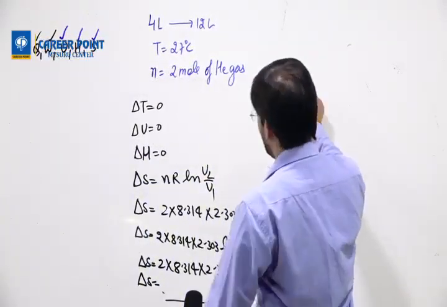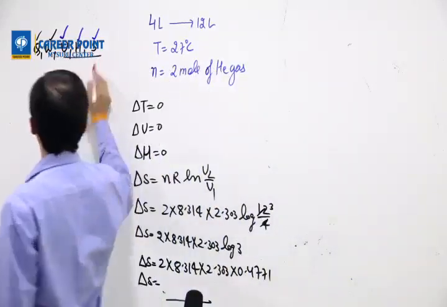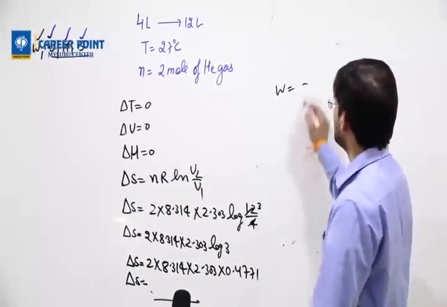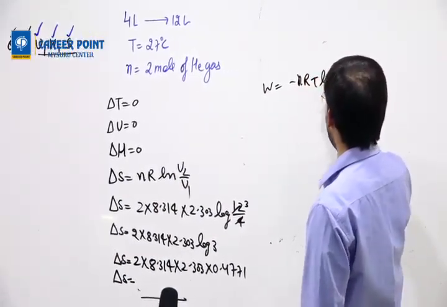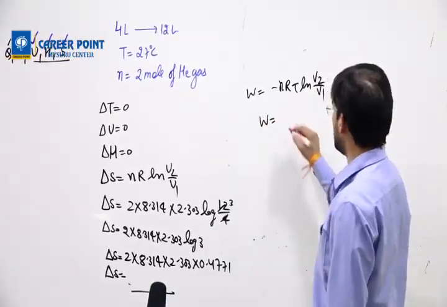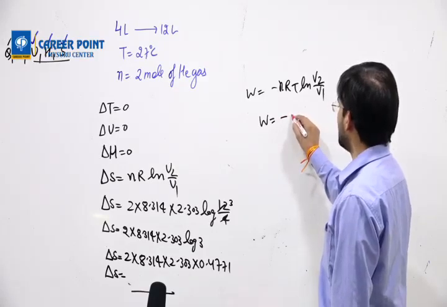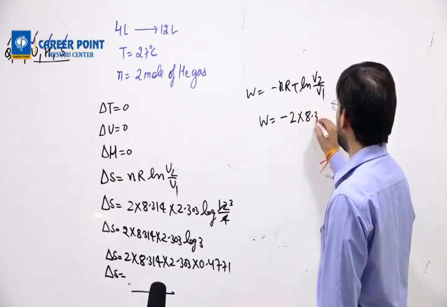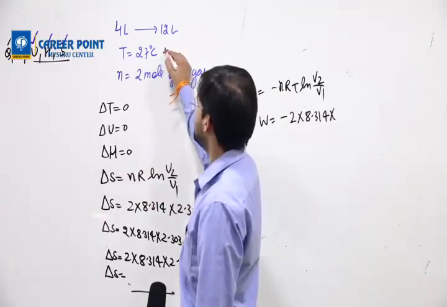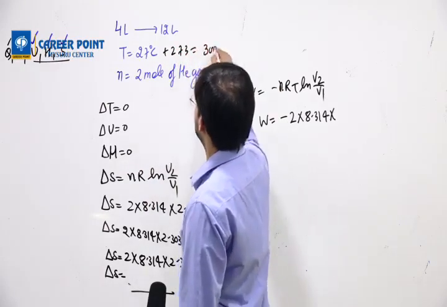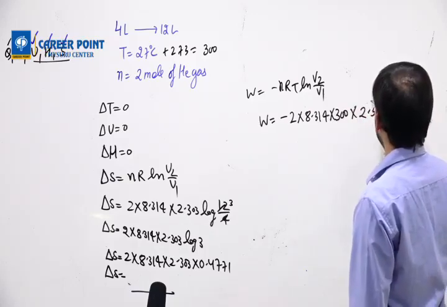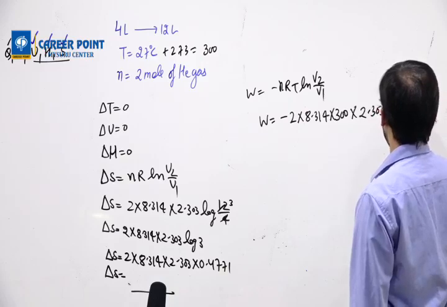Now after writing delta S, three things I finished. These three. Next is Q and W. So W equals to, I have memorized the formula, right? What is the formula? Minus nRT ln V2 by V1. So W equals minus 2 into R, 8.314, T. T must be in Kelvin. So 27 plus 273, 300, into 2.303 log 12 by 4.